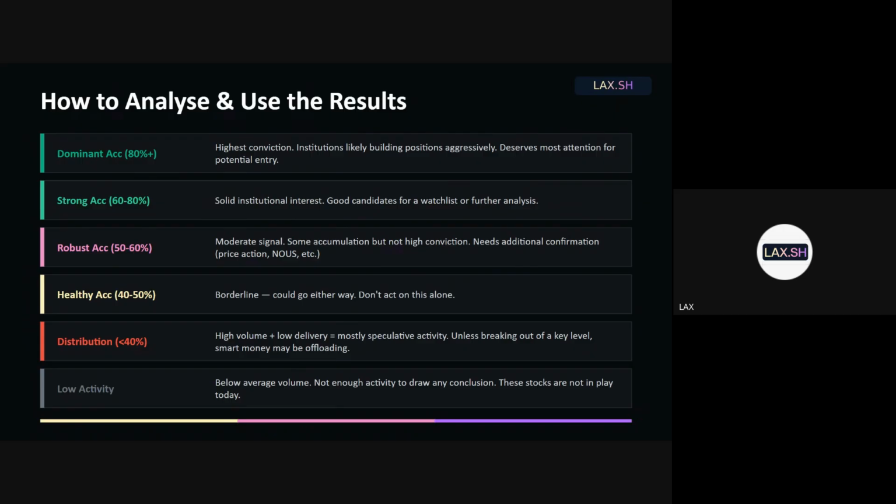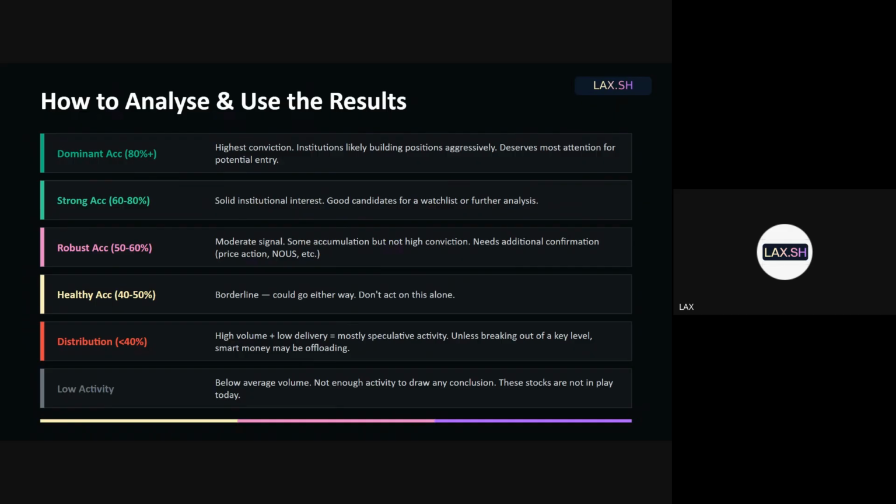Then what do I do? I look at the average volume and then I see the current volume. If current volume is higher than the average volume, then I'll say it is higher volume. But if it is lower than average volume, then I'll say it is low volume. So the first filter is that the stocks considered in this system have to have volume higher than average. That is the first criteria.